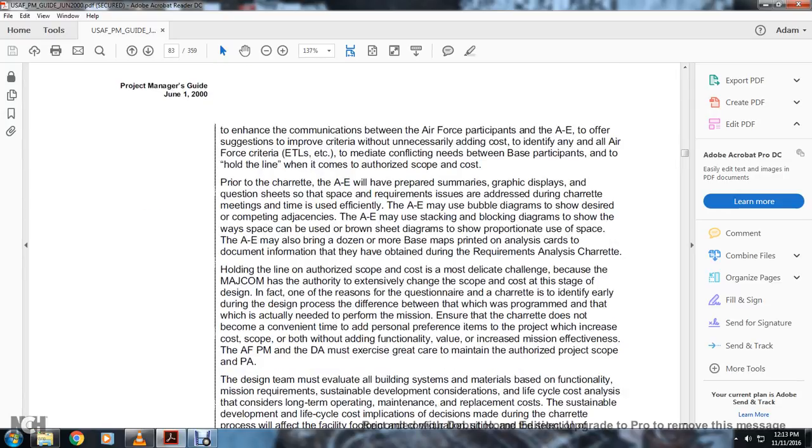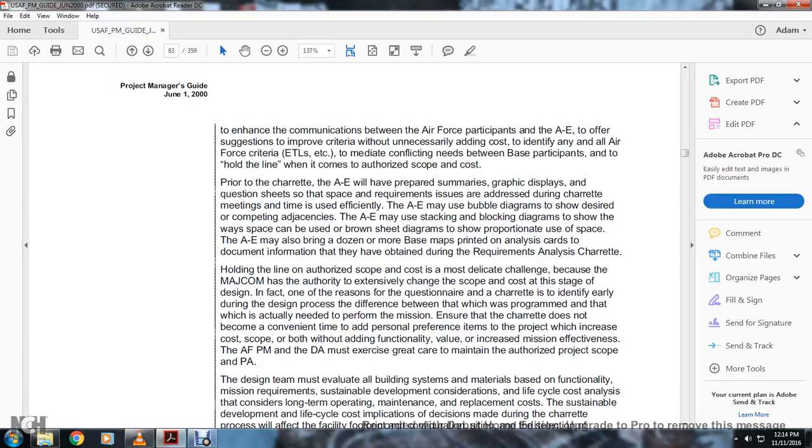Priority charettes: the architectural engineer has prepared some of these graphic displays, questionnaire sheets, and space requirements issued to address during the charette, so the meeting time is used efficiently. The architectural engineering bubble diagram shows the desired adjacency. The A&E may be stacking and blocking diagrams to show the ways of space, and the use of brown sheet diagrams to show the proportional use of space. The architectural engineer may also bring a dozen or more base maps printed and analysis cards with documentation and information.